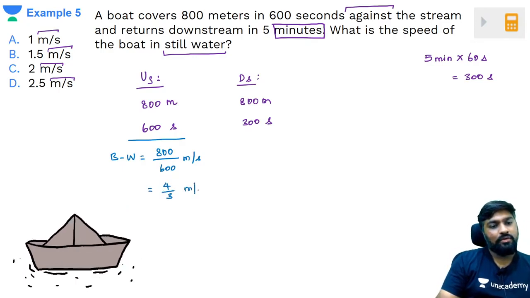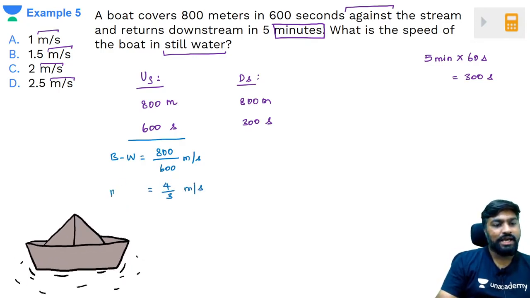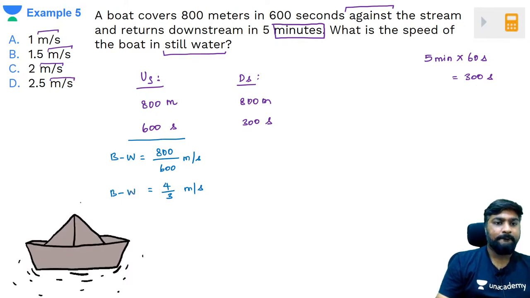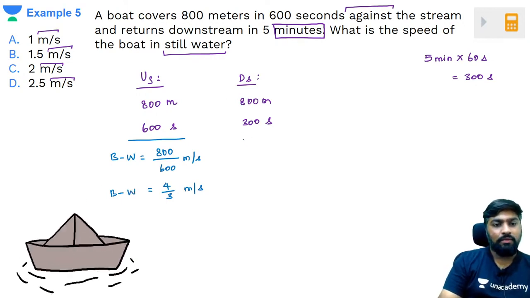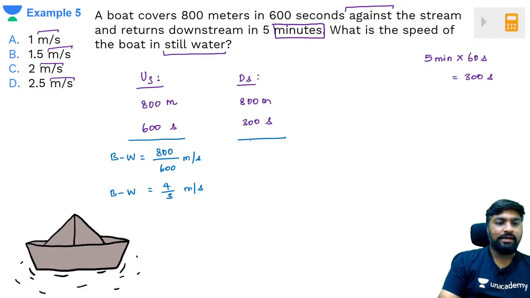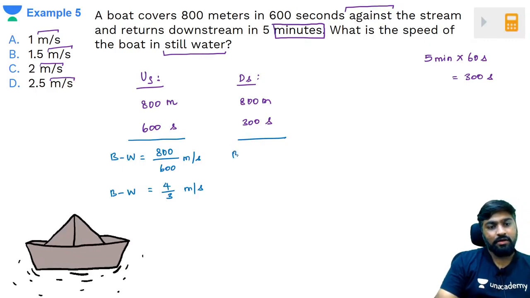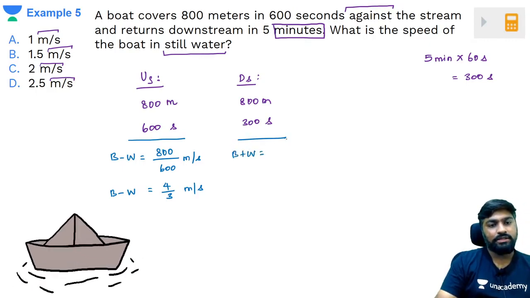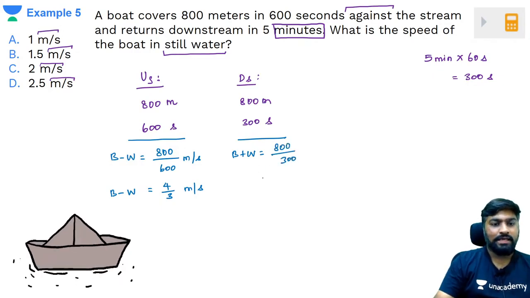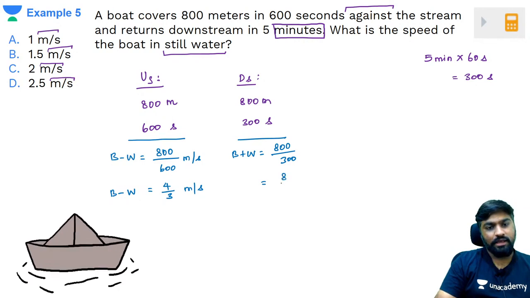Now I'm not going to convert this into decimal just yet. Look at this now. How about this situation? Again, here we have speed of the boat plus speed of the water, because downstream, that is 800 upon 300. That's nothing but 8/3.